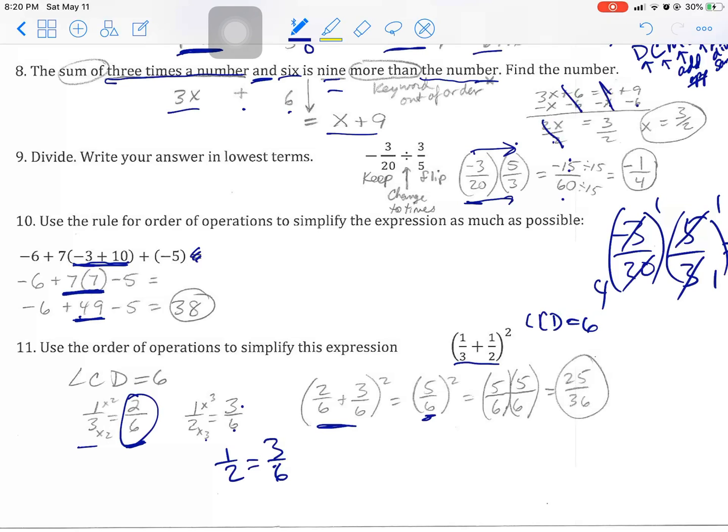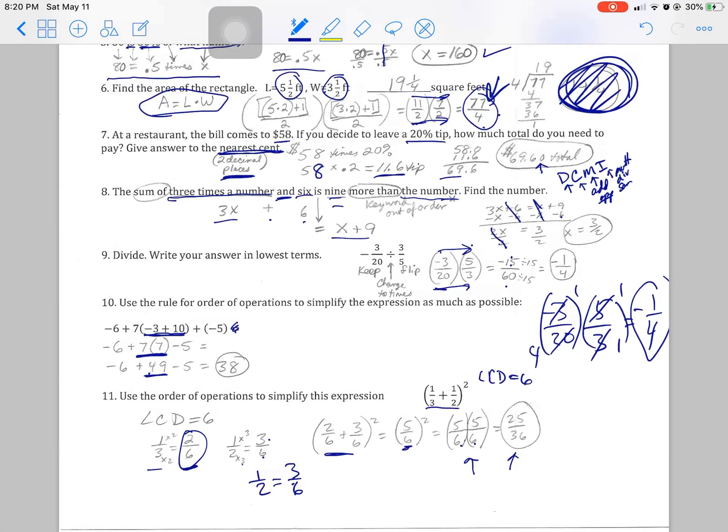And then 5/6 times 5/6 is the same thing as being squared. So 5 times 5 is 25, 6 times 6 is 36. And if you can't reduce them here, you can't reduce them there. So that's your final answer. Okay, do not turn it into a decimal. Your points are going to be taken off if you do not leave it as a fraction. Read the instructions, okay?